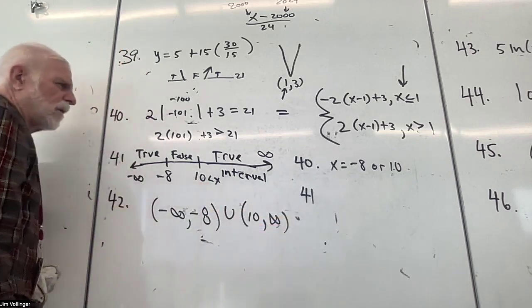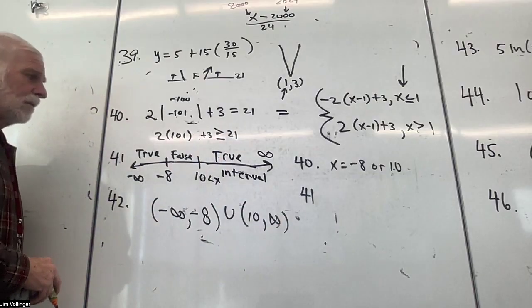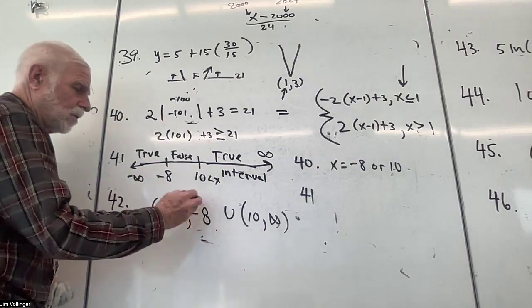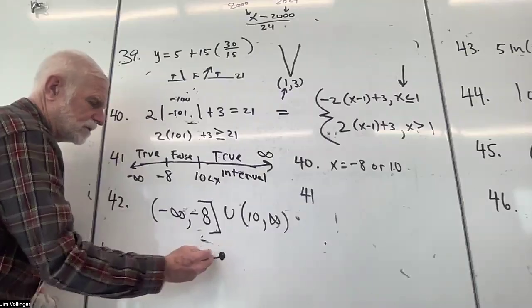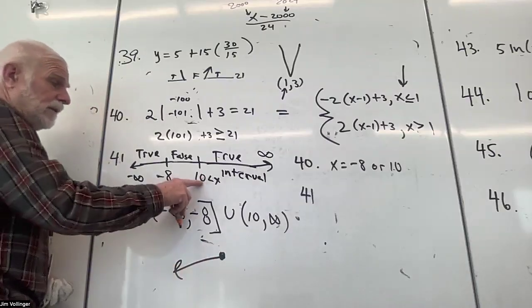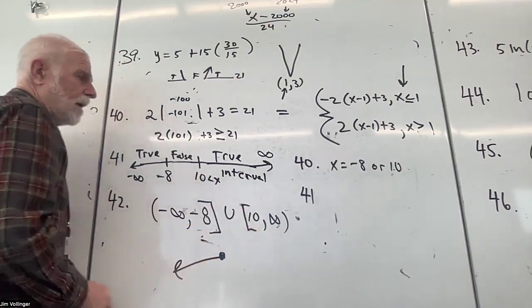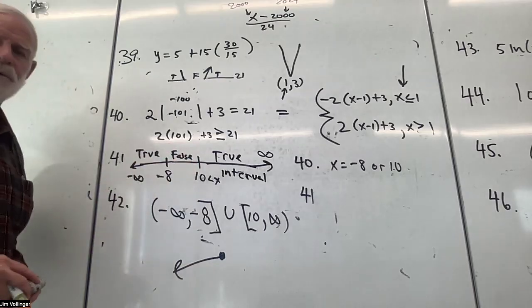Now, what if instead of greater than I had greater than or equal to? Well, then I'm going to change negative 8 to something that actually works by showing a bracket. And that basically is a closed circle in this direction. And then 10 works, and that's a bracket. Okay, probably we'll do that more after midterm because we're just getting up and running here.